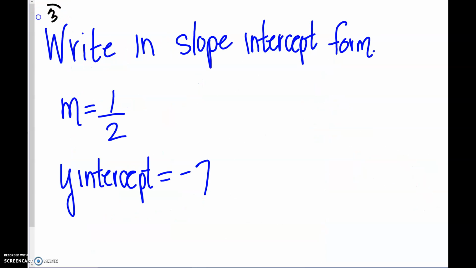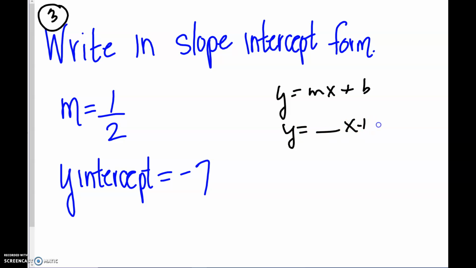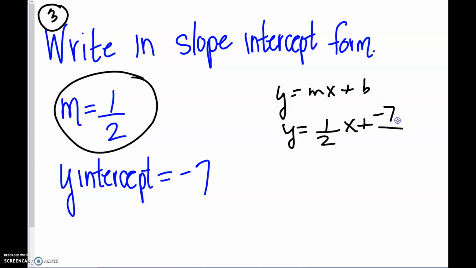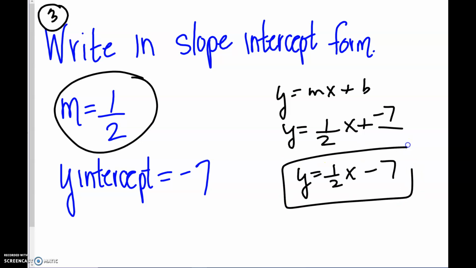Number 3, write this equation in slope-intercept form. So remember, that's what I just wrote, y equals mx plus b. So y equals blank x plus blank. So we're looking for the slope, and slope is 1/2. That's what goes in this first blank. And the second blank is the y-intercept, -7. So we could write y equals 1/2 x minus 7, or you could write plus a -7. Most academic books are going to write it this way so that you don't have the plus minus sign.